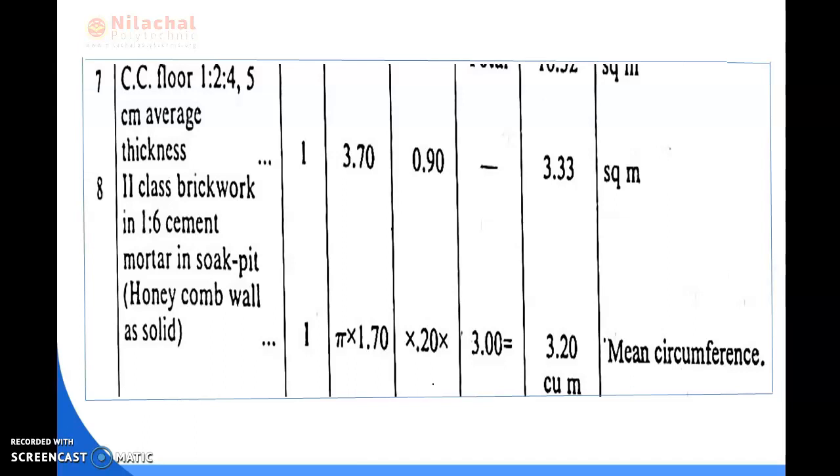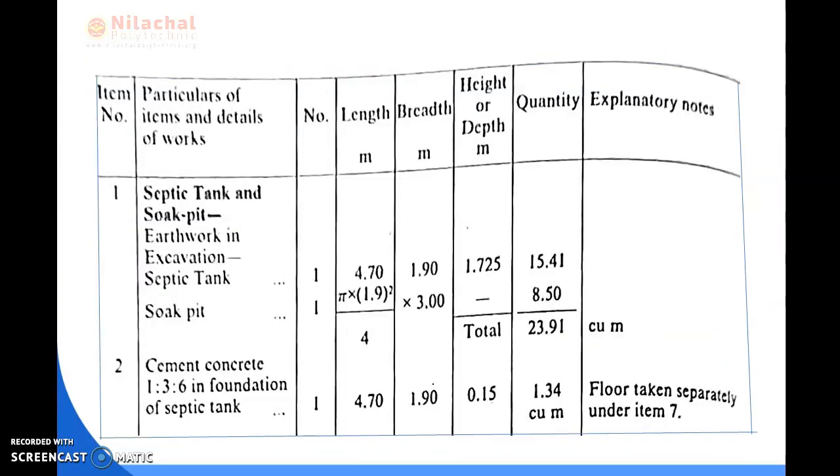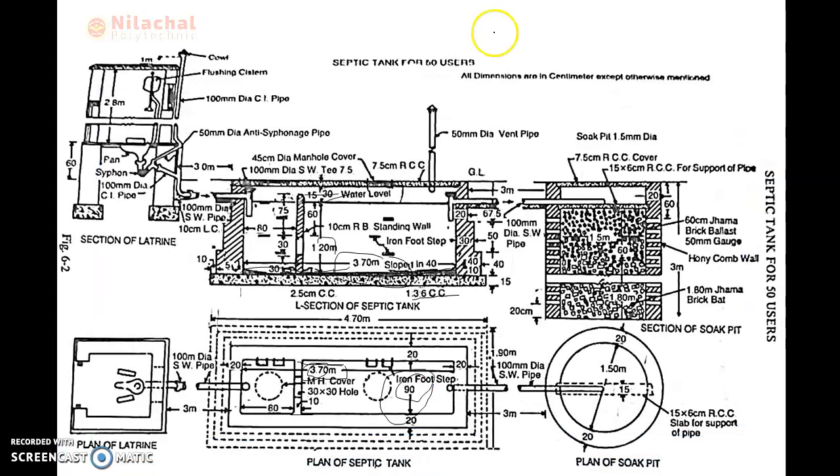mortar in soak pit, honeycomb wall as solid. In case of first class brickwork, we calculated only the septic tank, right? So we need to calculate the brickwork used in the soak pit. It is second class brickwork, already mentioned in the question, right? So we need to check where the second class brickwork is. Here some brickwork is used on both sides of the soak pit, the honeycomb brick wall, right?